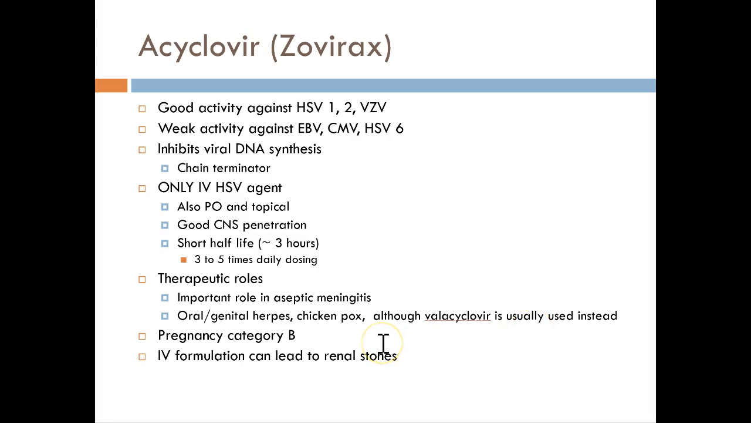It's generally safe in pregnancy, category B. We haven't talked about pregnancy categories yet, but A is the best. Very few drugs are A. A means that we've actually tested the drug in a group of pregnant patients, and it's been found to be effective. So again, very, very few drugs are like that because we don't test a lot in pregnant patients due to ethical issues.